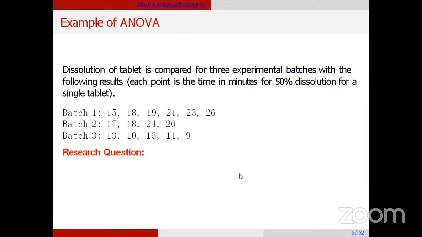For example, we are going to do the ANOVA. We have a table comparing three experimental batches with the following results. Each point is the time in minutes for 50% dissolution of the solution for a single tablet. So they are going to check on a tablet. The tablet is compared for the three experimental batches: batch 1, batch 2, batch 3.